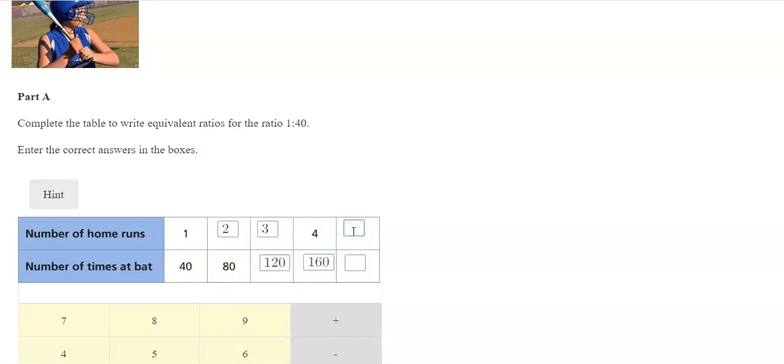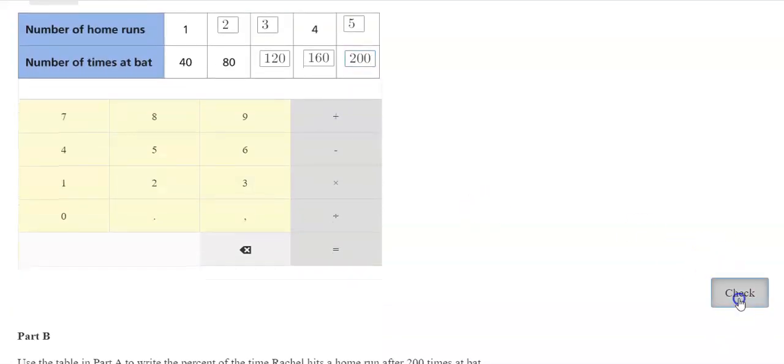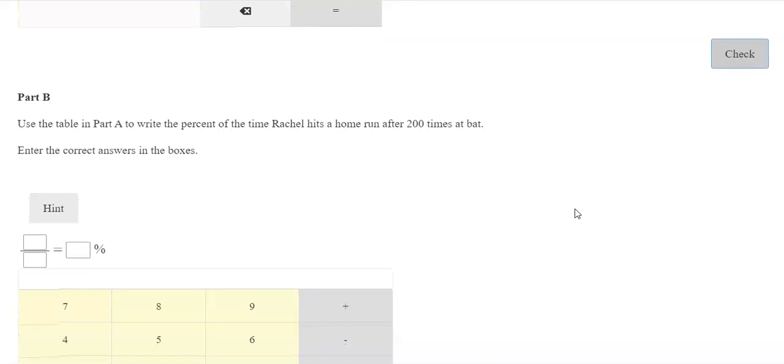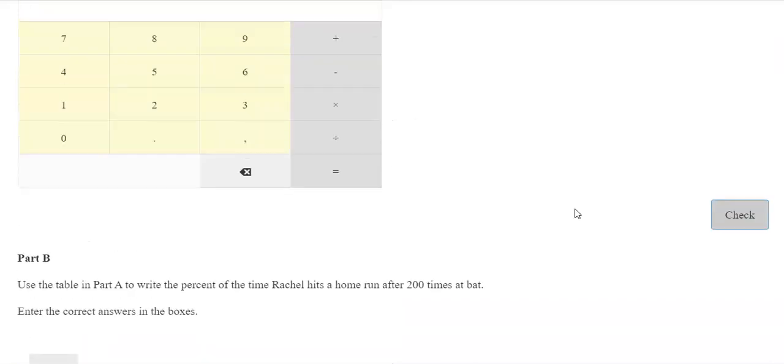And up here, we're in the 5th box. So we're going to times it by 5. 40 times 5 is 200. Let's check that out. We're good to go. Part B. We're going to use the table in Part A to write the percent of the time Rachel hits a home run after 200 times at bat.